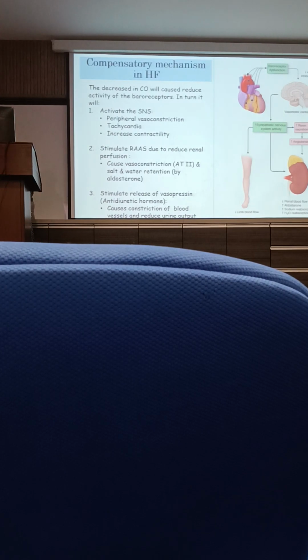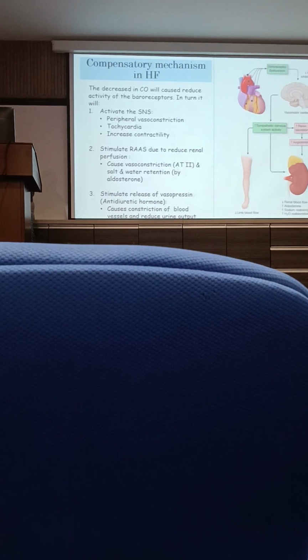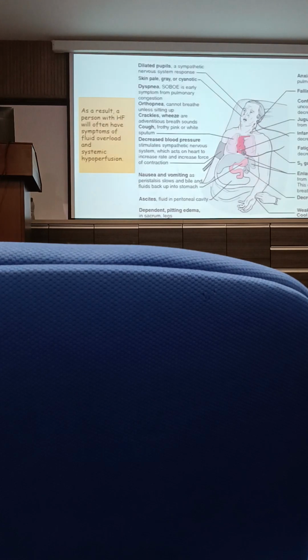water retention. At the same time, the vasomotor center will also stimulate vasopressin, which is an antidiuretic hormone. As the name goes, it causes constriction of the blood vessels and prevents diuresis, so there's a reduction in urine output. The whole compensatory mechanism is to conserve the blood volume or cardiac output of the heart. So what happens when there is stimulation of the sympathetic system and the renin-angiotensin-aldosterone system? Patients with heart failure will often have symptoms of fluid overload and systemic hypoperfusion.